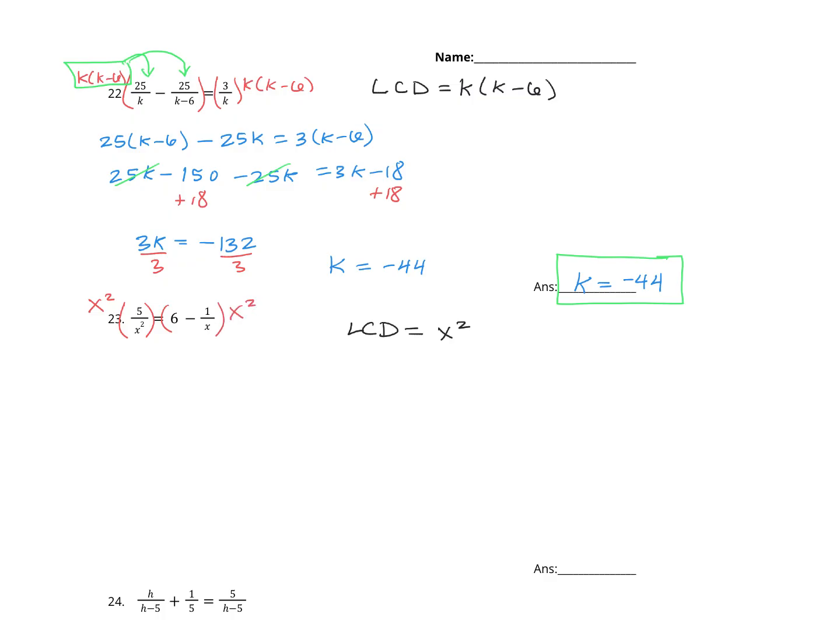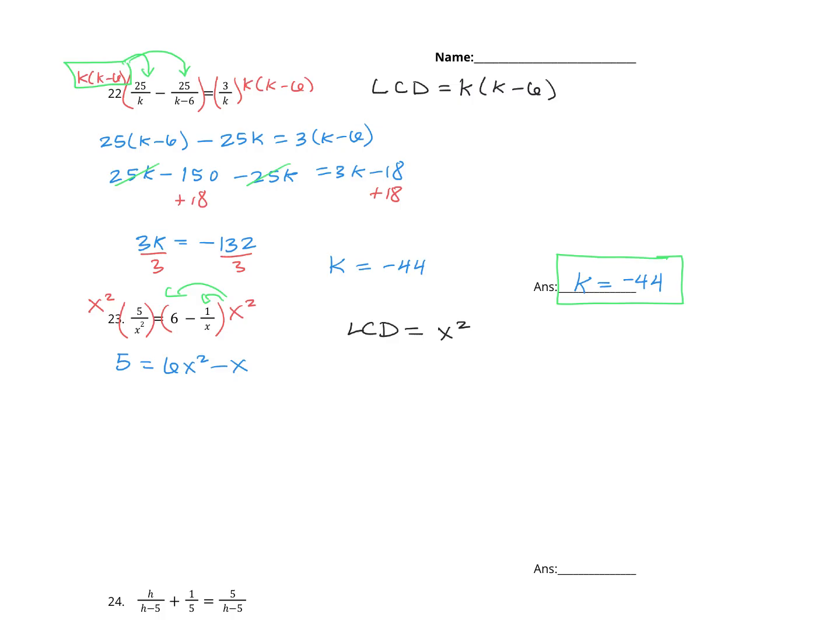All right, so on the left side, 5x squared over x squared is just 5. On the right side, I get a 6x squared. And then when I distribute that x squared to the 1 over x, remember again, I'm distributing, I'm going to get just minus x.